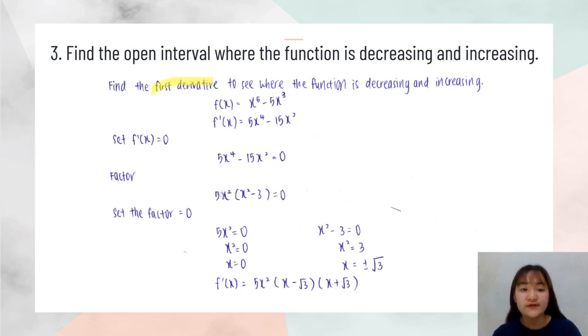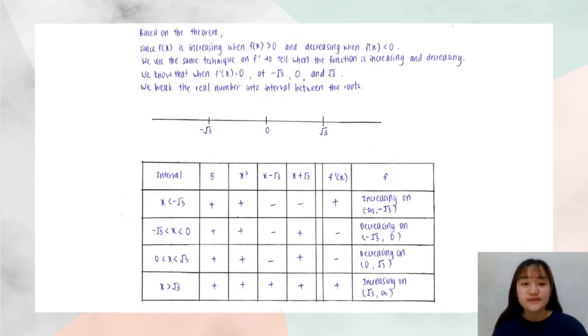In this case, f'(x) = 5x^4 - 15x^2. I set f'(x) equal to 0 and I get three points: 0, -√3 and √3. It means the function is not changing at these points, so I want to know what is happening on the intervals between the points. I have listed out all the intervals here, and also all the factors that I found earlier.